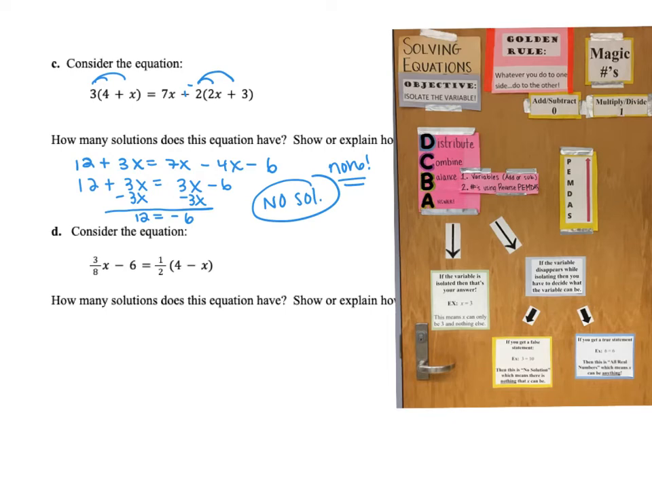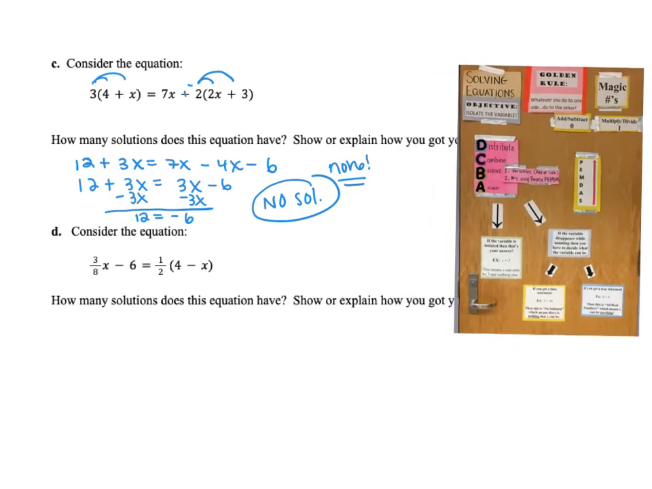And before I even solve this, I want to make sure I go to the question, which says how many solutions. So again, it's not necessarily asking me to solve it, it's just asking me, does it have one solution, no solution, or infinite solutions? So I'll start this by taking that first step of solving, which is to distribute. 3/8 x minus 6 equals 1/2 times 4. Well, half of 4 is 2, and minus 1/2 x.